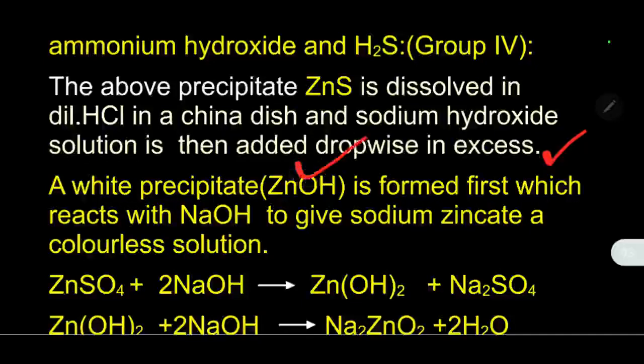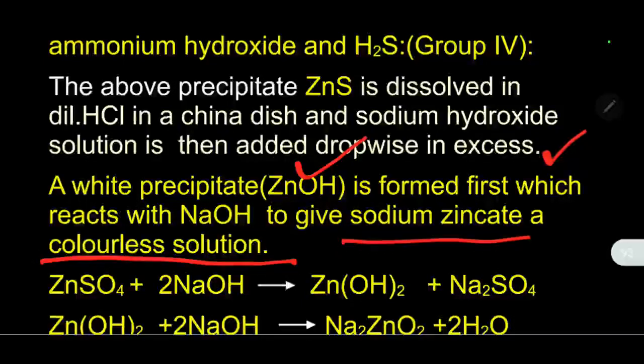A white precipitate of zinc hydroxide is formed first, which reacts with the sodium hydroxide to give sodium zincate, a colorless solution. Very, very important test for the zinc 2 plus ion. So, first a white precipitate forms; on excess it is converted into sodium zincate, Na2ZnO2.